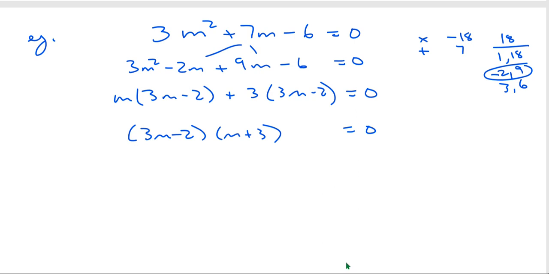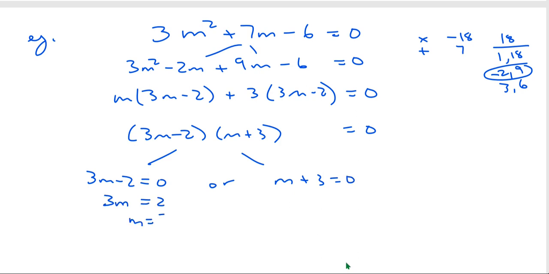In order for those two brackets to multiply to 0, one of them must be 0. So either 3m minus 2 is 0 or m plus 3 equals 0. In the case of the one on the left, 3m equals 2, so m equals 2/3. In the case of the one on the right, m is negative 3. So we have two answers.